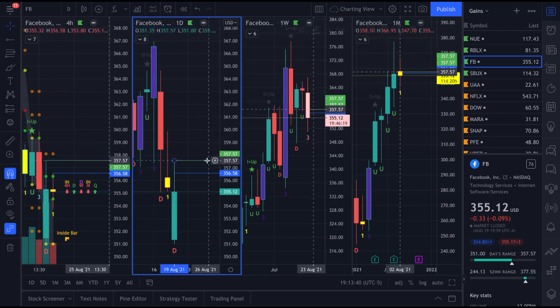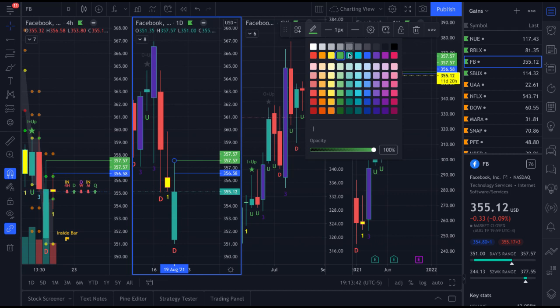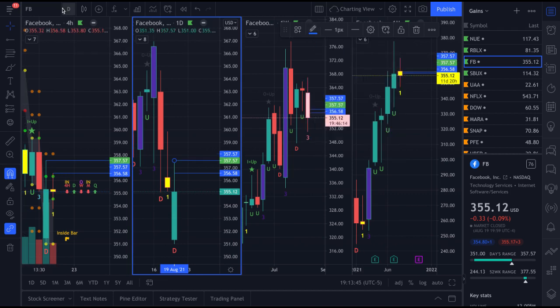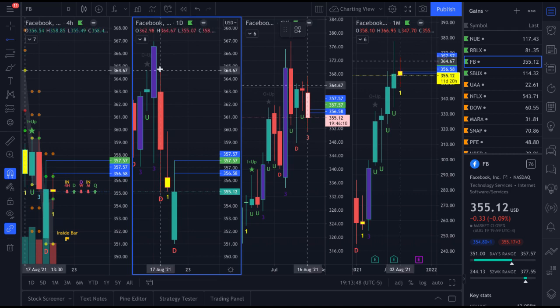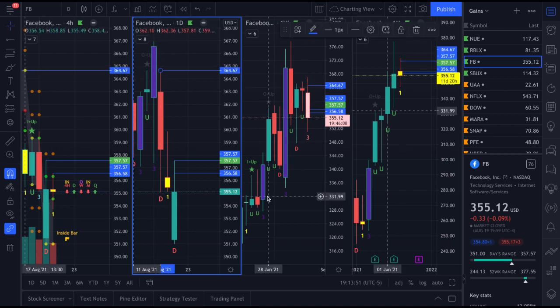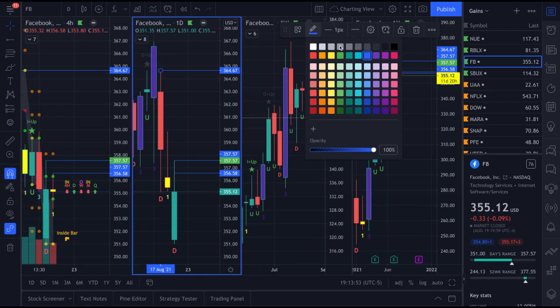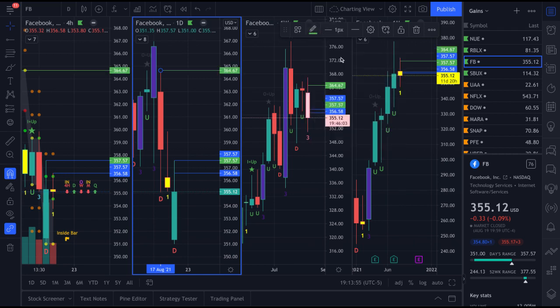So let me get that color distinction. And then the target, once again, for a rev strat is going to be the candle preceding the one. So for a bullish rev strat, it's going to be the top of that wick. And that's at 364.67. So that's potential for a big move there.